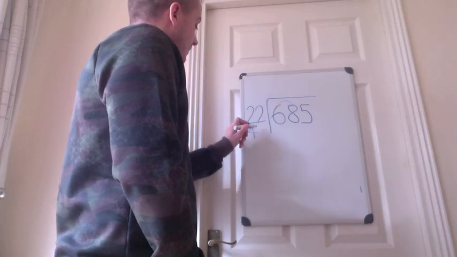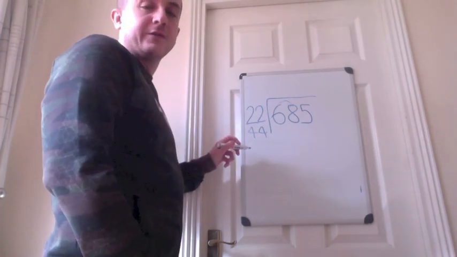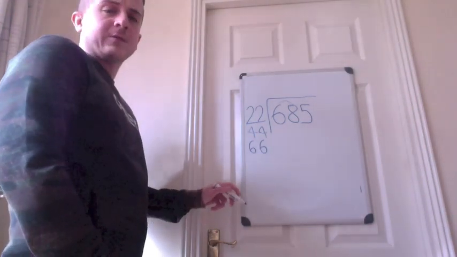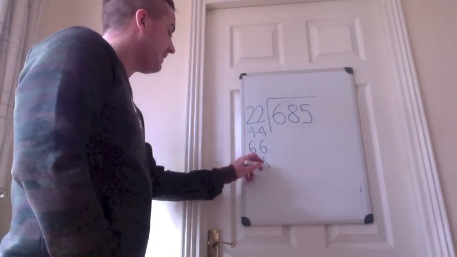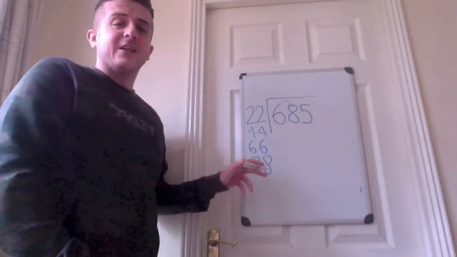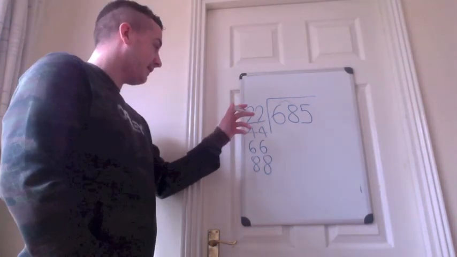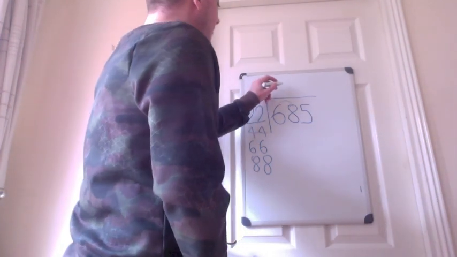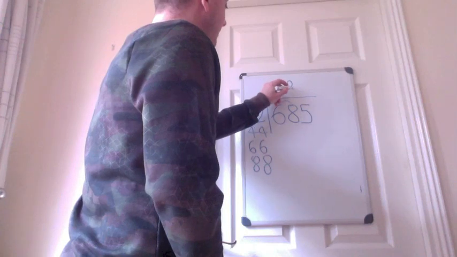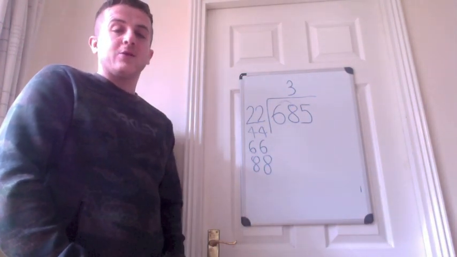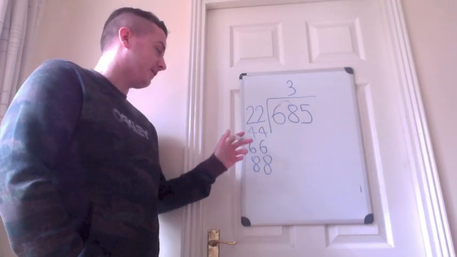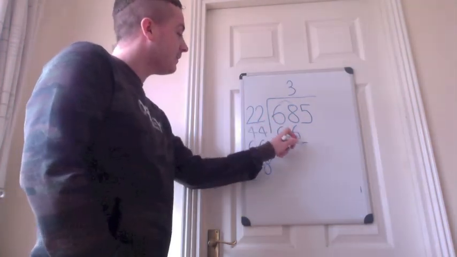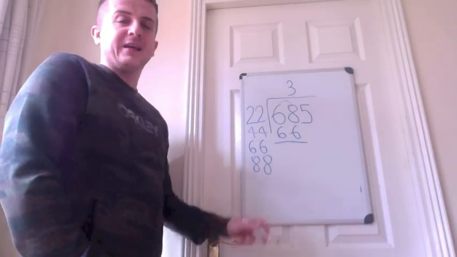22. 2 times 22, 44. 3 times 22, 66. 4 times 22, 88. I know that 88 is too much, so I need to go back 1. So 3 lots of 22 is 66. So I'll put the 3 above my tens column here. Then I also need to work out the remainder. So I've got 66 there. 68 take away 66. Nice and easy.